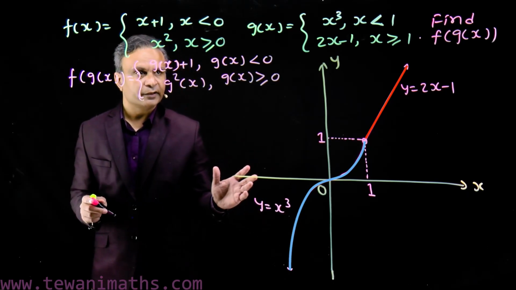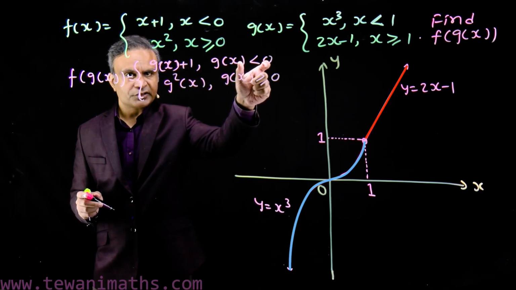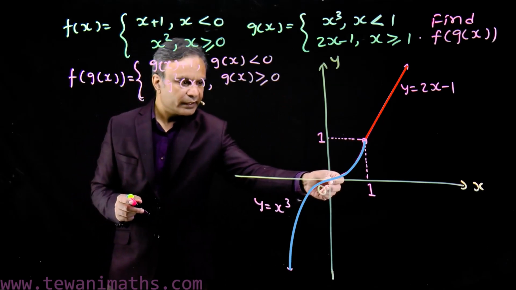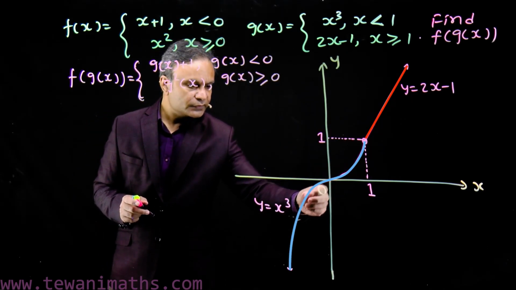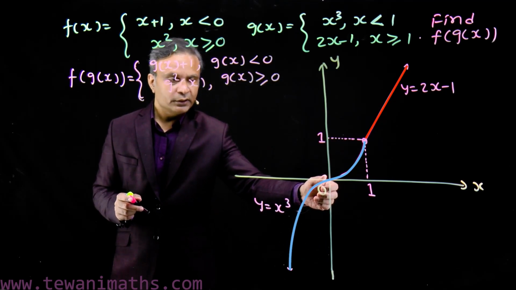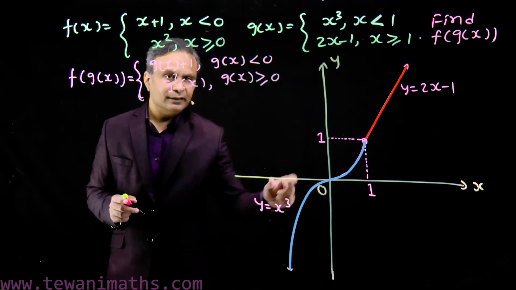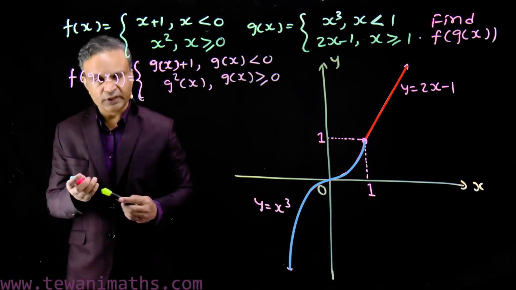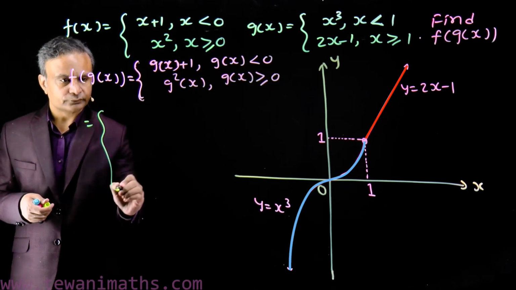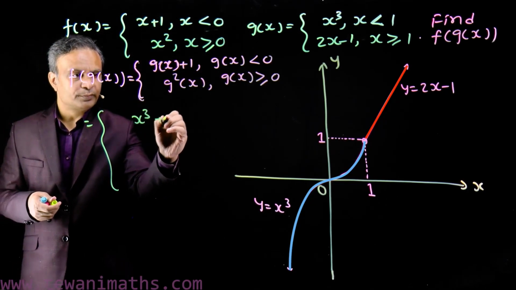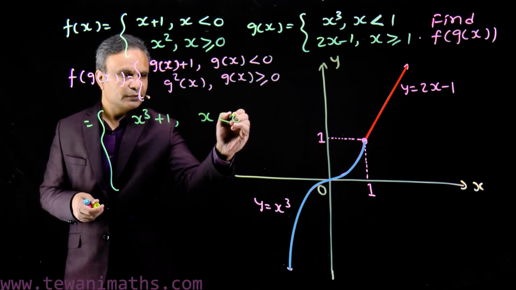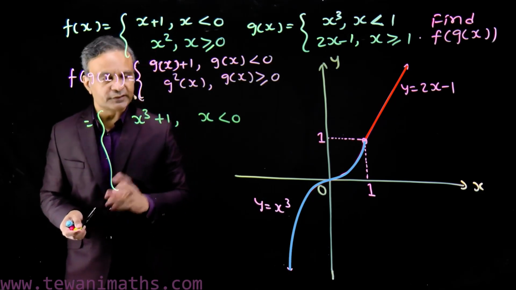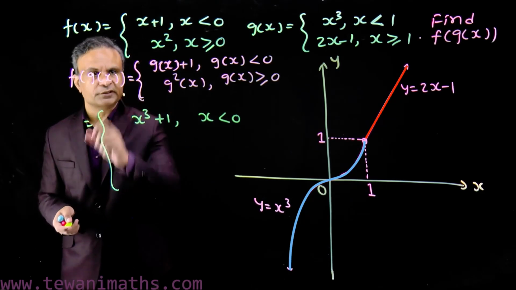ठीक है, क्या कर रहे हैं हम? g(x) less than 0 check कर रहे हैं. For g(x) less than 0 we have this part of the graph, and this is function x cube. Okay, and this is for x less than 0. So we have x cube plus 1 where x is less than 0. x less than 0 के लिए x cube plus 1 branch होगा. ठीक है, इस फंक्शन के लिए.